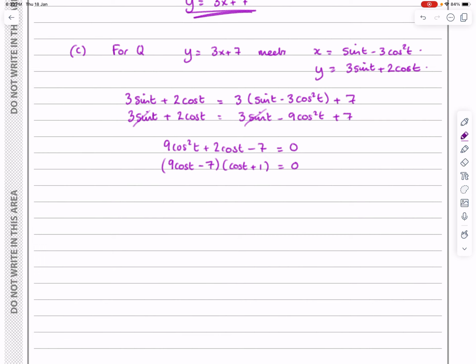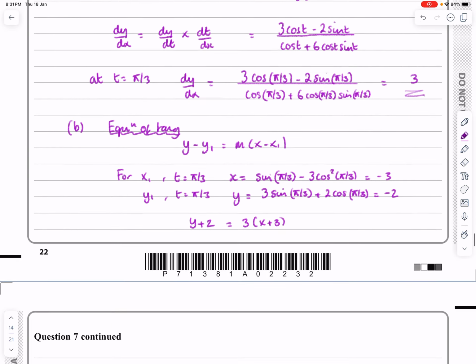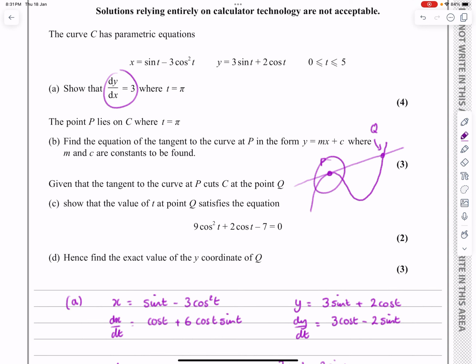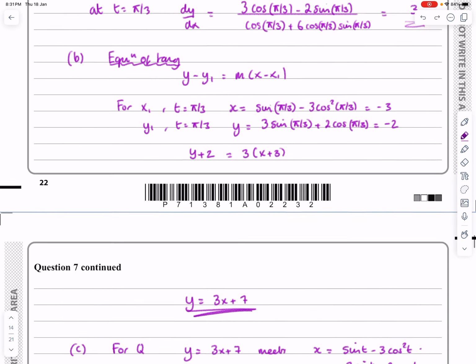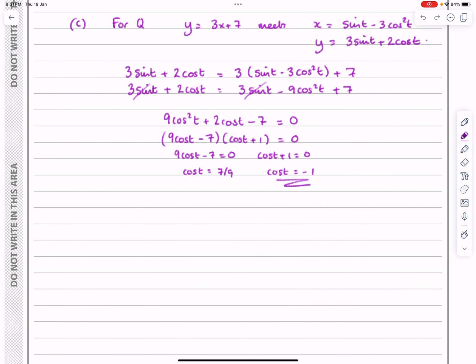So here we're going to get 9 cos t minus 7 equals 0. So cos t equals 7 over 9, or we're going to get cos t plus 1 equals 0, cos t equals minus 1 there. Now, we only want one of these values. Which one do we want? Well, actually, if I was to go ahead and solve that one, I would get that t works out to be equal to pi, and that's the p-value. Okay, that's the other value. So we know when we're trying to do this that it's not that. So I'm going to get rid of the underlining. It's not that one that I'm going to be using.